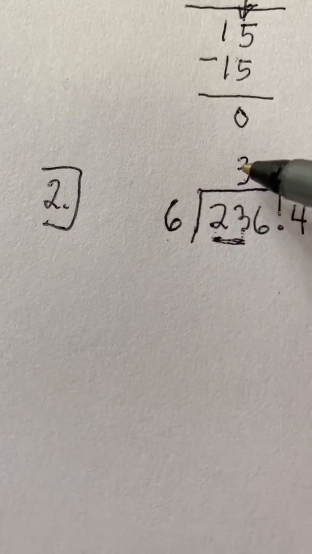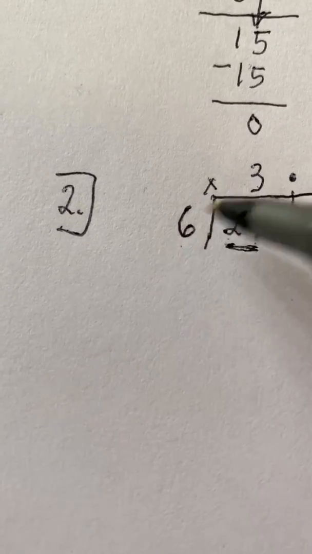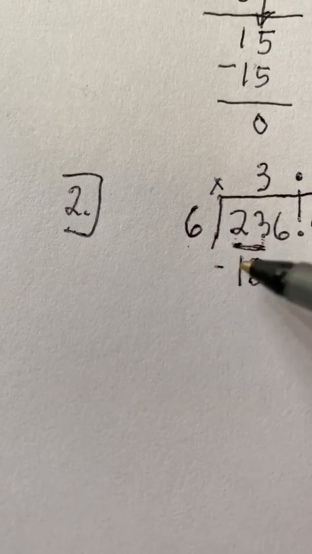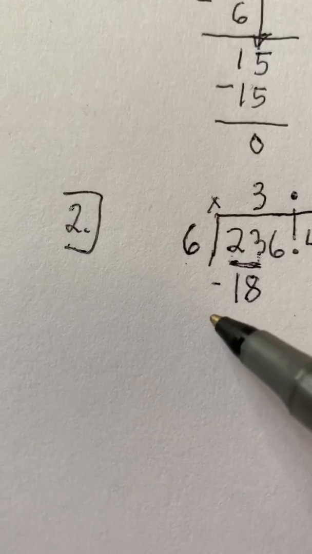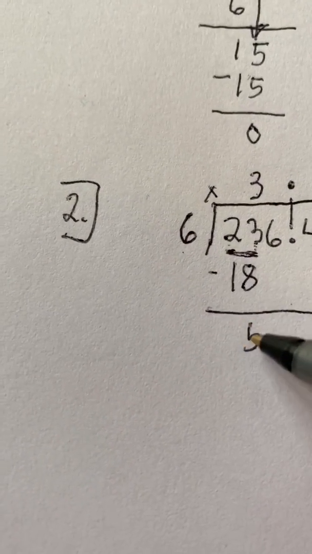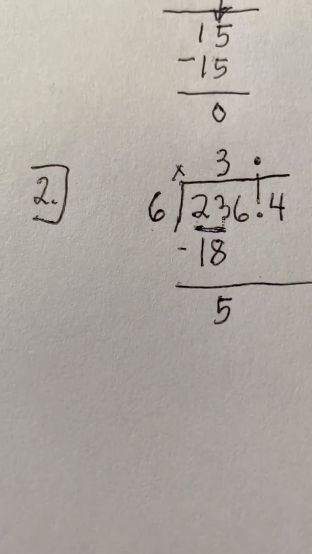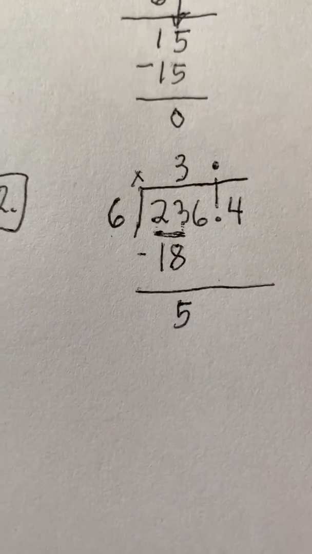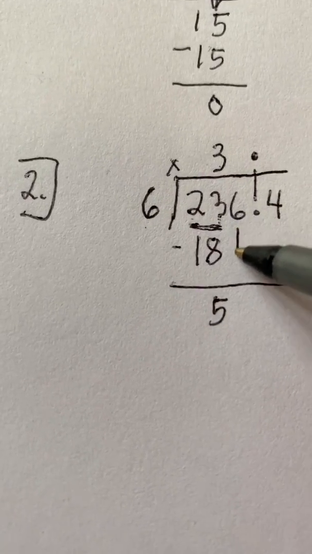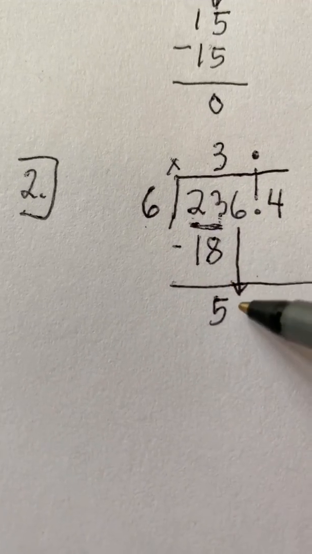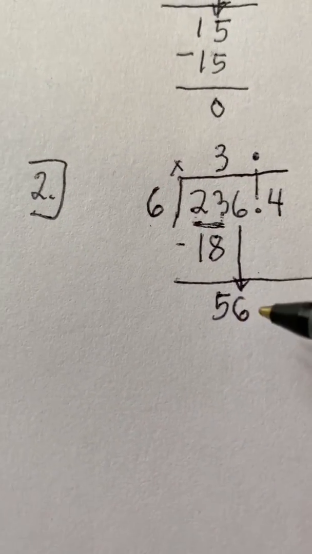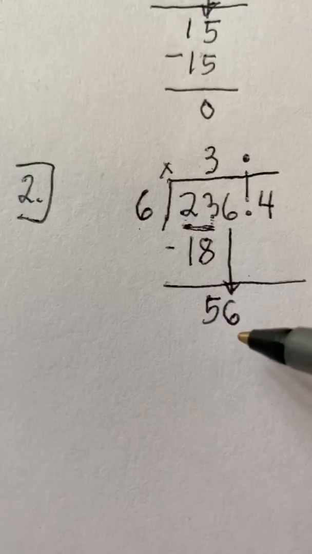So 3 times 6 is 18. We go back to our basic division. So we will have 23 minus 18 is equal to 5. We have a remainder which is 5. So don't worry about that because we are going to bring down the third digit which is 6. So in bringing down the third digit 6, our number now becomes 56.